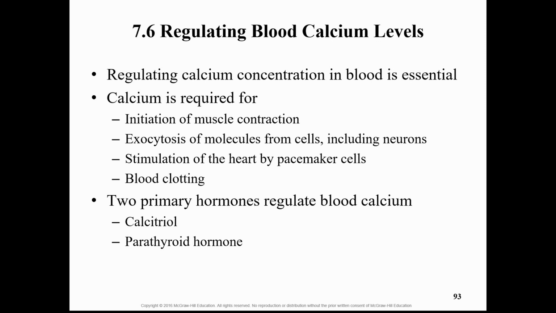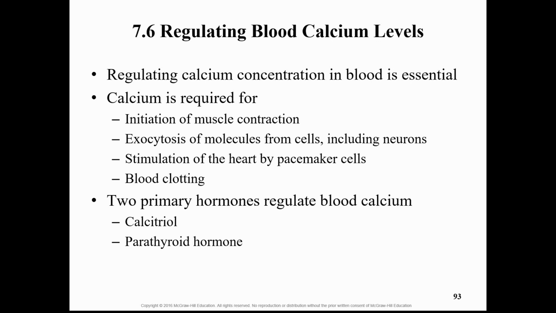The reason calcium is so critical is because we use it for muscular contraction. And by the way, your heart is a big muscle. We use it for exocytosis of molecules from cells, including neurons and neurotransmitters. So your brain is going to use a lot of calcium. And we also use it for blood clotting.